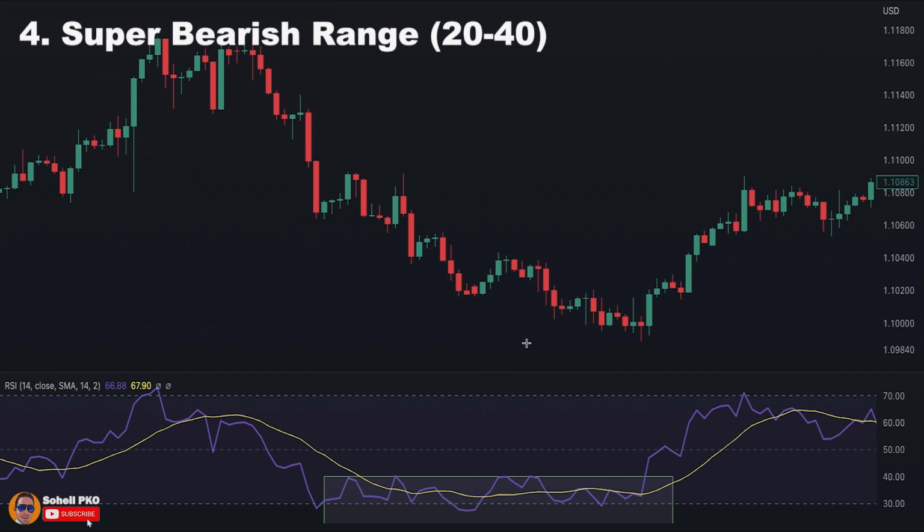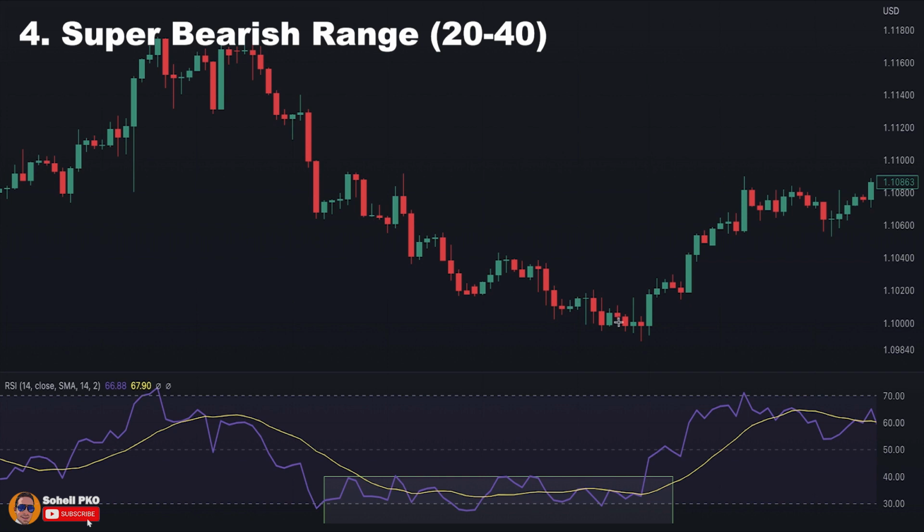The next one is super bearish range, where the RSI is more likely to oscillate between 20 to 40 zone. Here, when the RSI is around 40, the price finds resistance, so declining of the price is expected, which brings the opportunity of entering a short position in the current direction of the market.